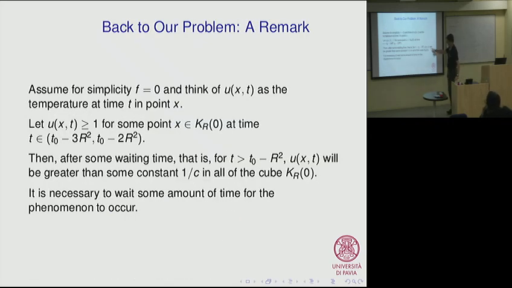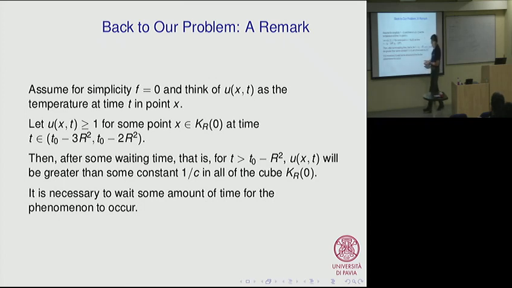So assume for simplicity that f is 0, so you can throw this guy away. And suppose that at some point x, t in the time interval, so in the lower part here, u is larger than 1 in some point. And remember that u is the temperature. So you put yourself in a point, and the temperature there is larger than 1. And you know very well that if the temperature is larger than 1, you have some, let me say, this is not very physical, but to give you an idea, you have some heat there, and the heat will diffuse, will spread.